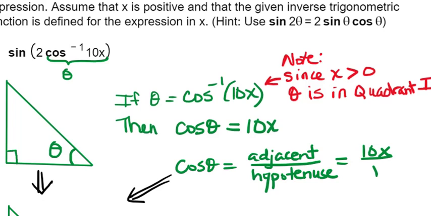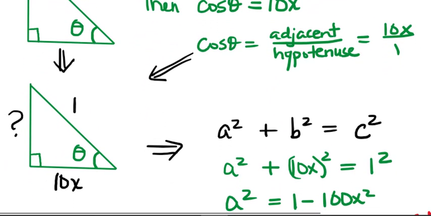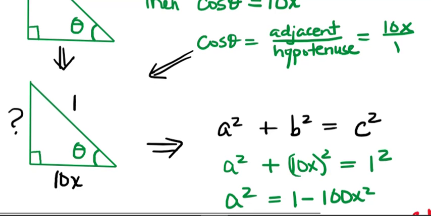And since we are told that x is positive, remember the inverse cosine is only defined in quadrants 1 and 2, so the angle theta is in quadrant 1 between 0 and 90 degrees. In our little right triangle I've drawn here with the angle theta, we have some more information we can put into that triangle because the cosine of theta is the adjacent side over the hypotenuse, and we know it's equal to 10x over 1, so we can label our right triangle sides, the side adjacent to theta is 10x and the hypotenuse is 1. And then we're only missing one side, so we can use the Pythagorean theorem to find the third side.